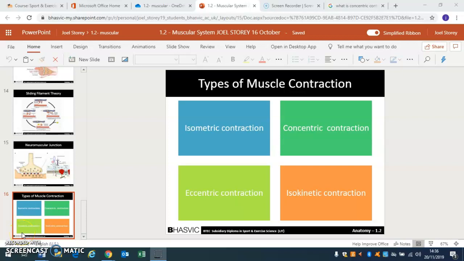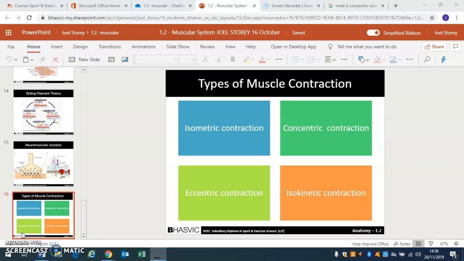There are four types of muscle contraction, and these consist of, as you can see, isometric, concentric, eccentric, and isotomic contraction. Firstly, isometric contraction is when the muscle contracts but stays the same length, and this therefore allows no movement.